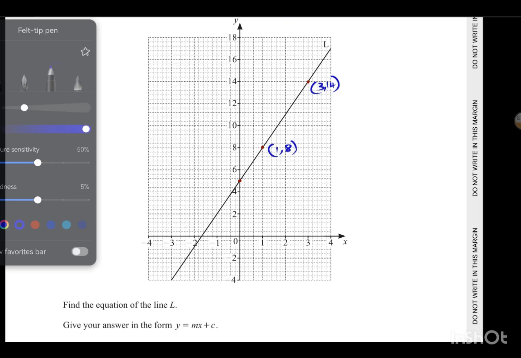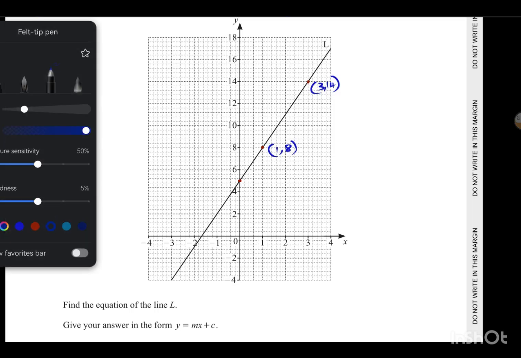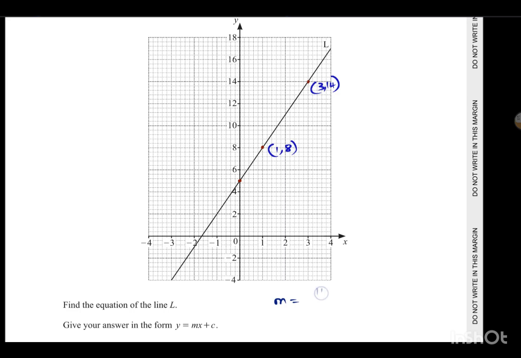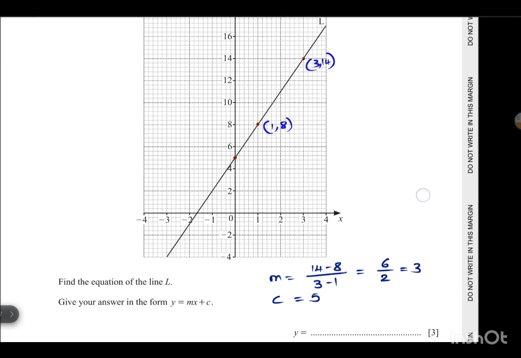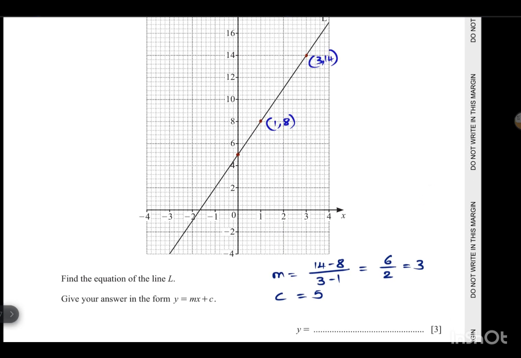Using this, find out the gradient. So m is equal to (y2 minus y1) by (x2 minus x1), that is 14 minus 8 by 3 minus 1. 14 minus 8 is 6, 3 minus 1 is 2, so the gradient is 3. Using y is equal to mx plus c, c is 5. So y is equal to 3x plus 5. This is the answer, 3x plus 5.